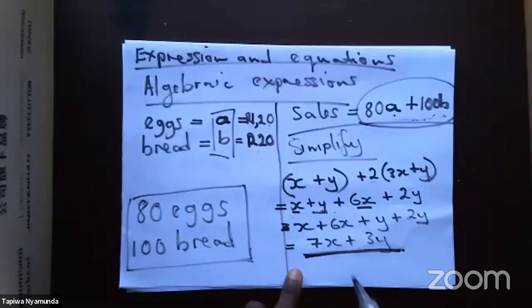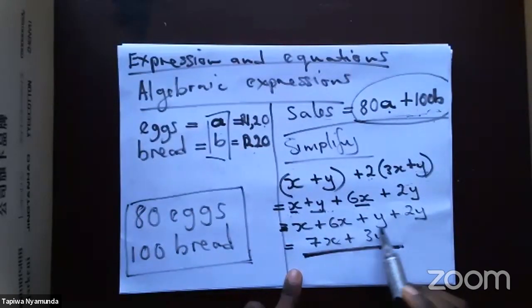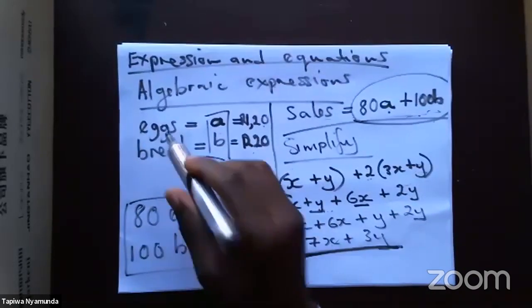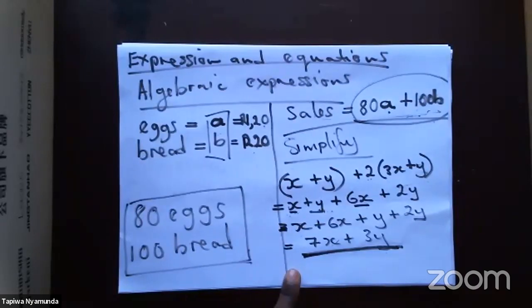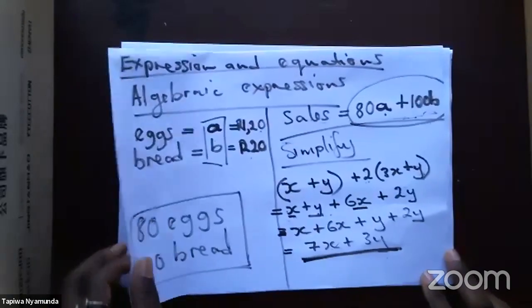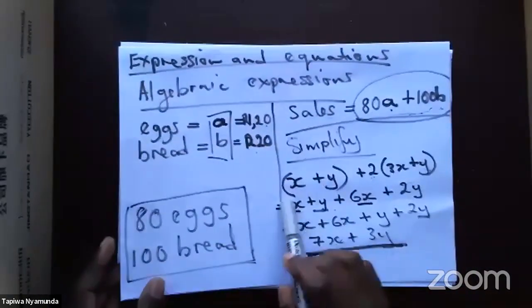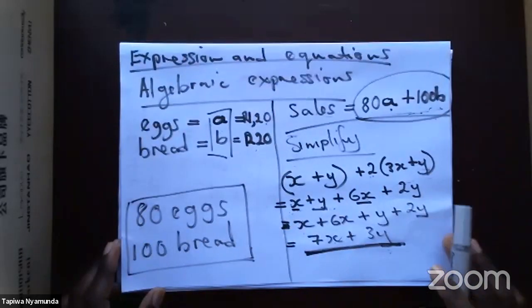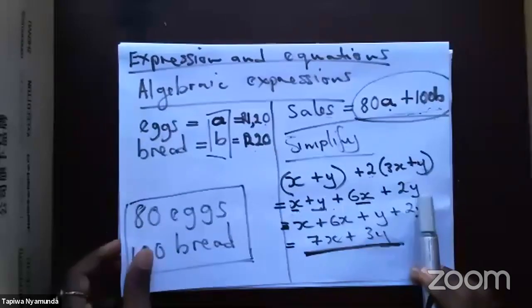If x is representing the eggs and y is representing the bread, then we substitute the values, and we will get the answer for that expression. So this was clearly addition of expressions. We simplified the expression.